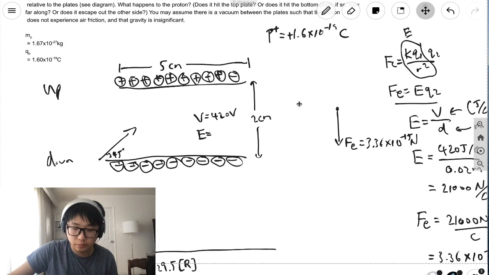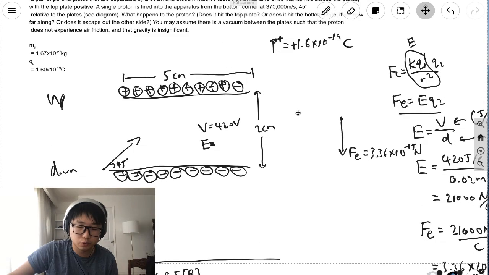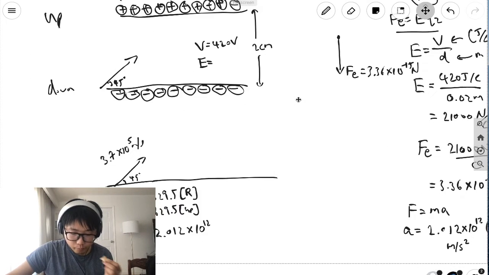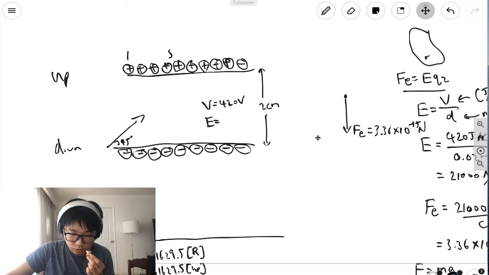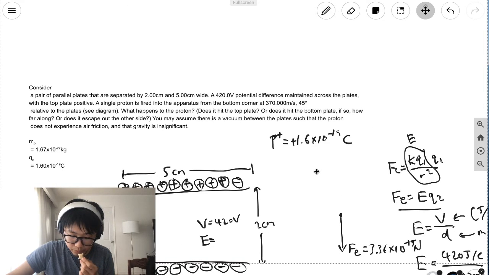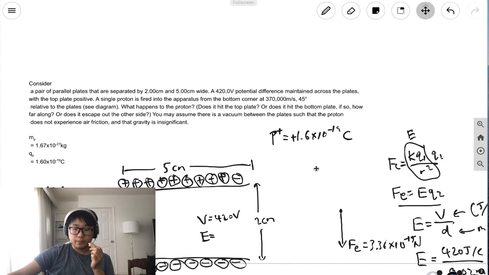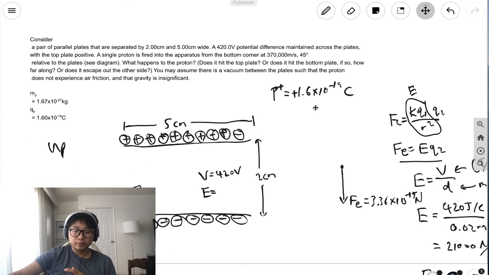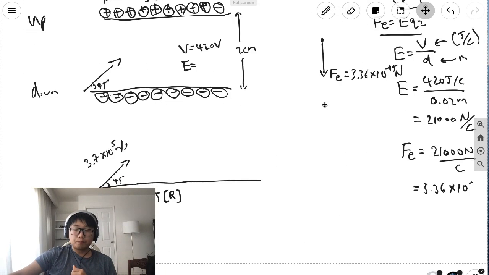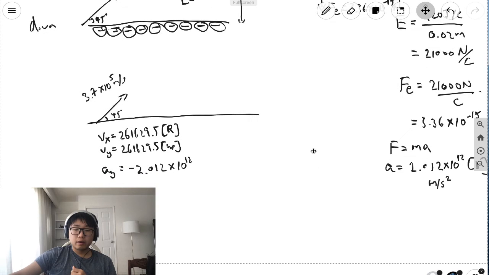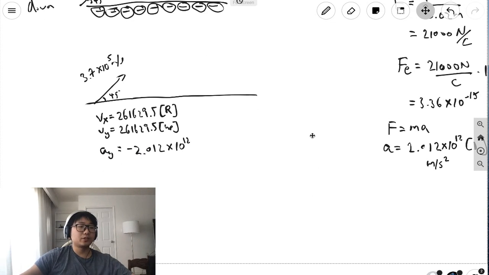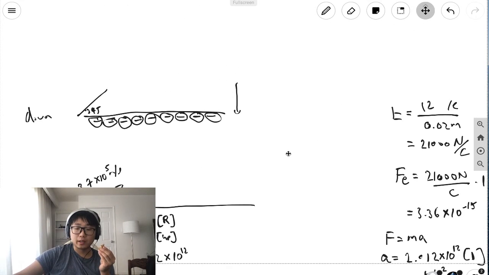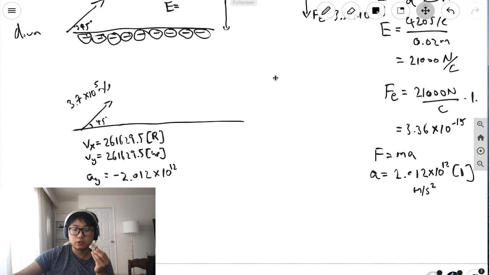Okay, so you can split them into x component, y component. Let's see what the question was actually saying. Does it hit the top plate, or does it hit the bottom plate? Okay. So I guess it's like finding the height of that projectile, right? Let's check for that first thing. Does it hit the opposite plate? So let's check if the height is ever going to exceed the 2 centimeters.